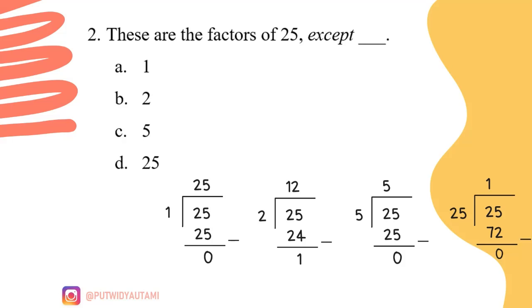So the answer is 2. When 25 is divided by 2, it has a remainder. So 2 is not a factor of 25.